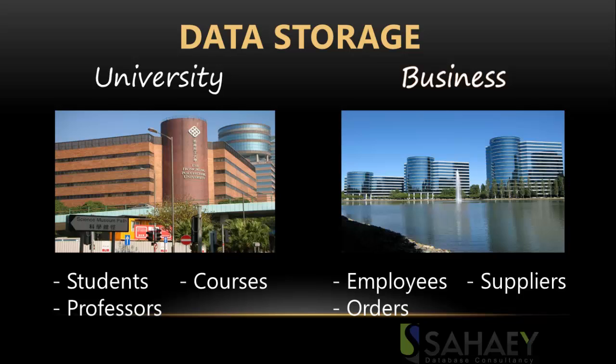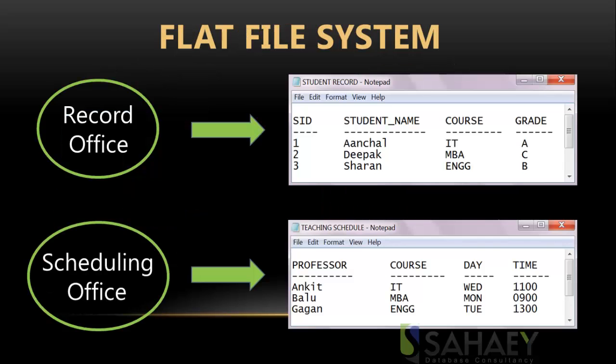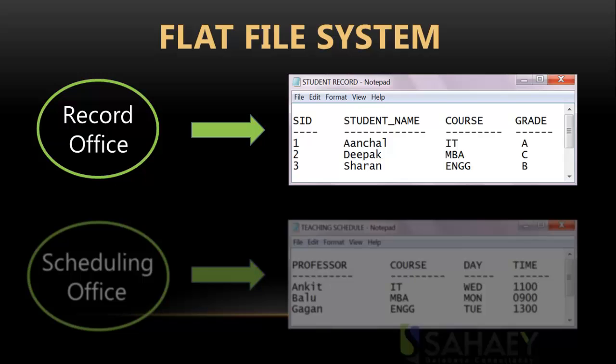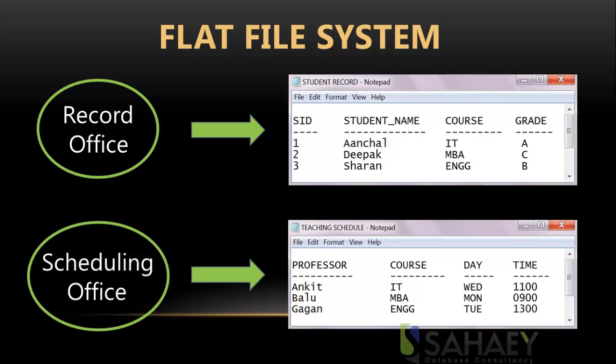Every application program in the organization maintained its own file separate from the other applications. For example, in the case of a university, each department would maintain a separate file for its data. The recording office would keep a file about the students and their grades. The scheduling office would keep its own file about the professors and the classes they were teaching, and so on.